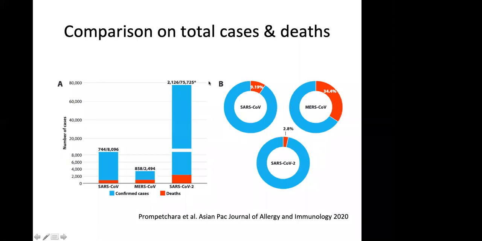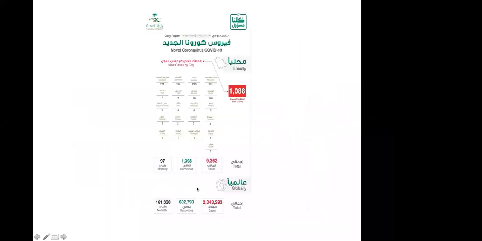If you just look at the B section of the diagram, you'll think, well, it's not that bad. But the reality is the denominator of SARS-CoV-2 is much bigger than that of MERS and SARS-CoV. And so the absolute number of deaths remains higher.